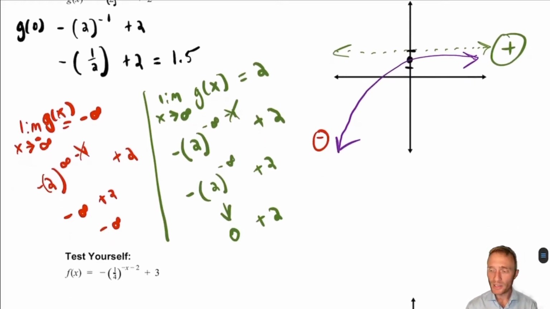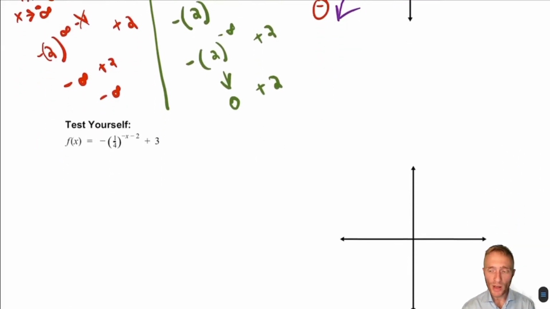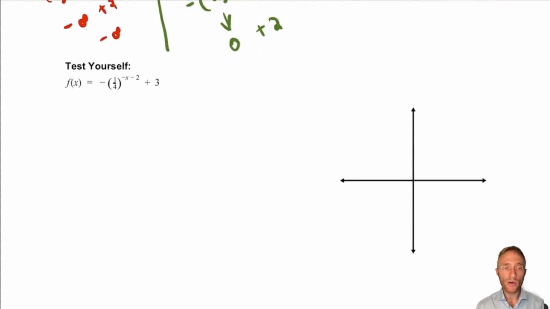Go ahead. I'm going to give you pause on this one. Try this one fully on your own. I'll give you space on Edpuzzle to try this. I'm going to ask you 3 questions, and I think do them one in a row. 1, what is f of 0? 2, what is the limit as x approaches negative infinity? And 3, what is the limit as x approaches positive infinity?